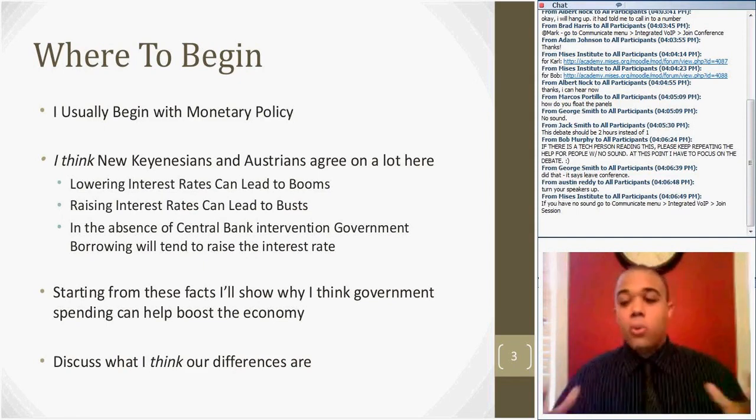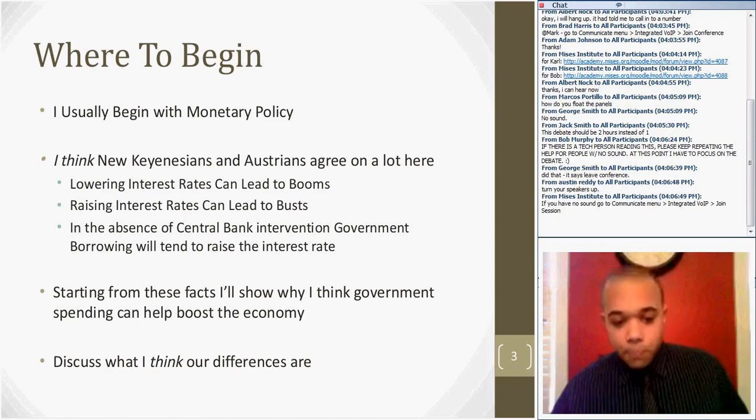And so based on those three facts, I'm going to say why I think that government spending, or more generally, government expanding the deficit, the government expanding the amount of debt that it holds, can help boost the economy in the short run. And then in the end, I'll discuss what I think our differences are, what I think may be crucial areas of difference.